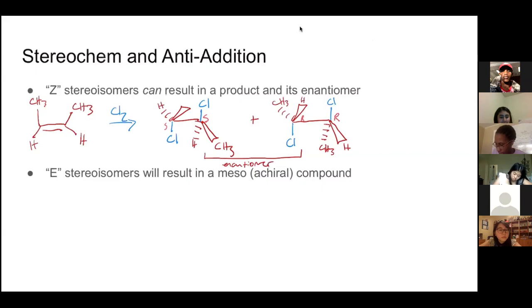So that's for our Z stereoisomer. Now another example is if we have an E stereoisomer. So I'm going to go ahead and draw our highest priority groups.